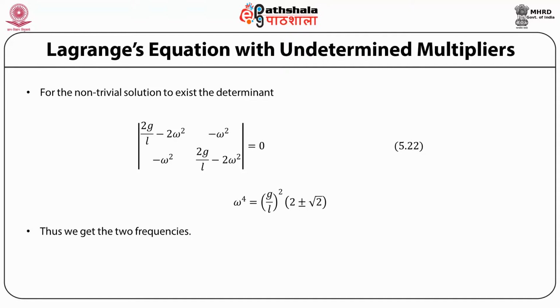which gives us the solution that ω⁴ is (g/L) whole square into 2 ± √2. Thus, we have two eigenfrequencies, and the solution is given by these two values.